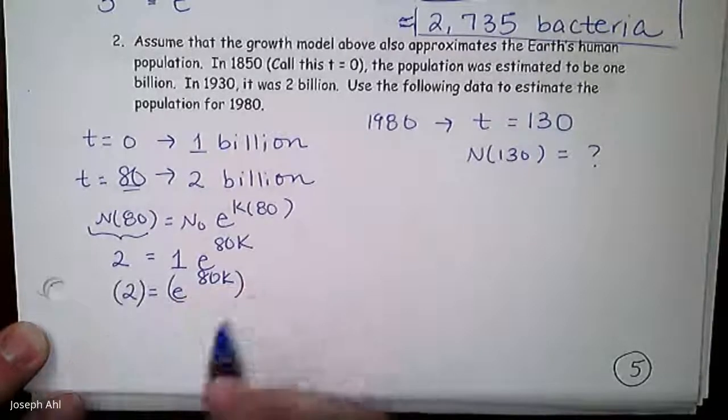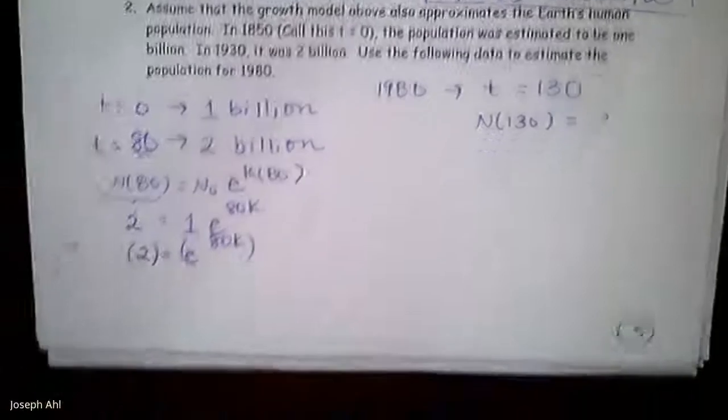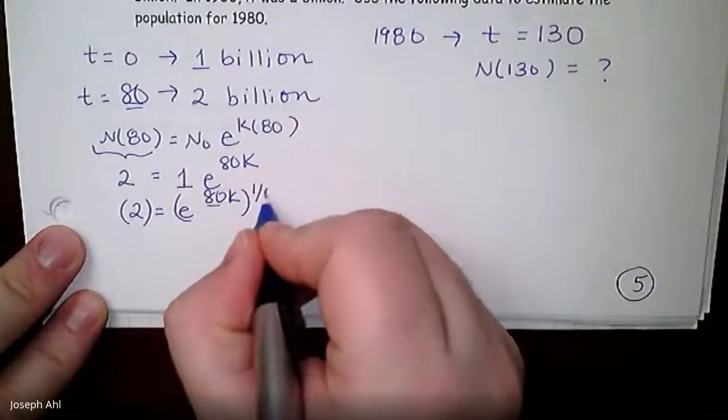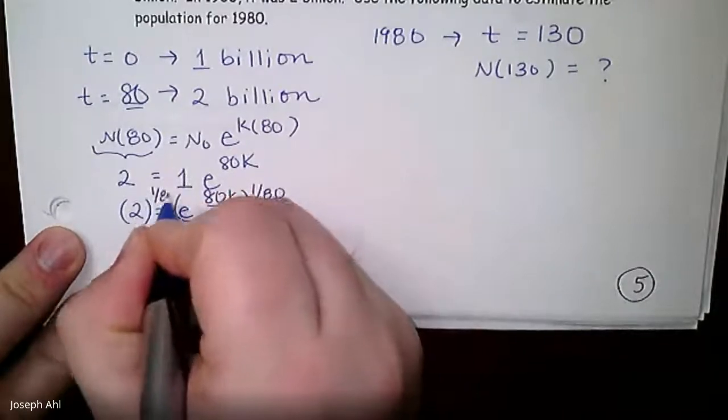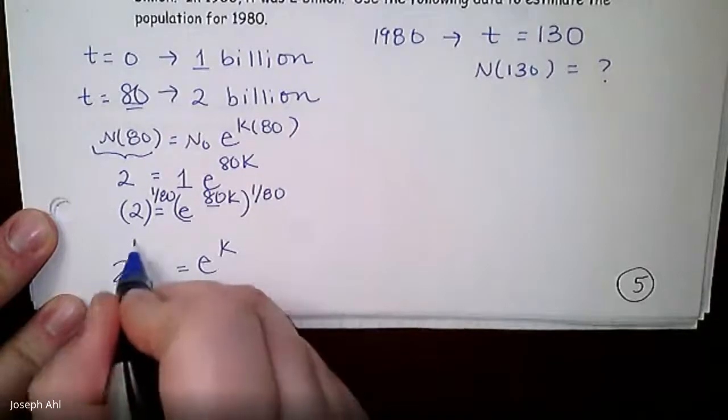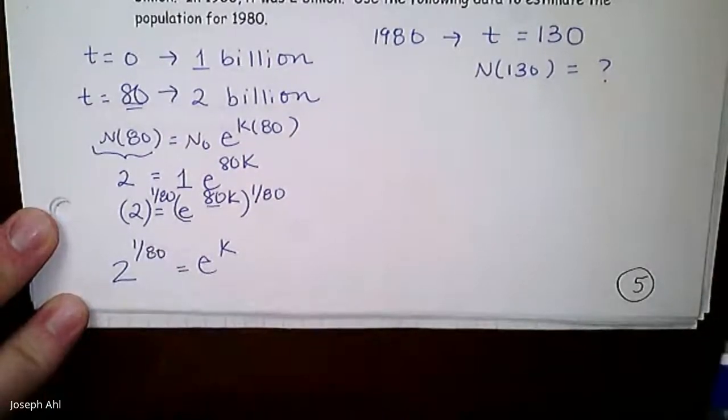And just like we saw in the last one, to get e to the k alone, we're going to raise each side to the reciprocal of 80, which is the 1/80th power. So therefore, e to the k equals 2 to the 1/80th power.